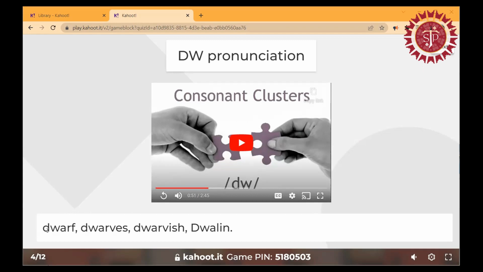And I put here some other words that we will see in the book. Dwarf, the singular, dwarves, the plural, dwarvish, the adjective. And yes, phonetically, labiovelar, because you're using both sounds. And also dwelling, the dwarf.